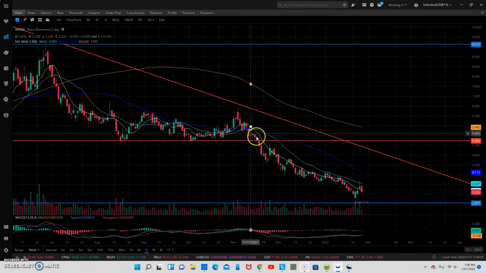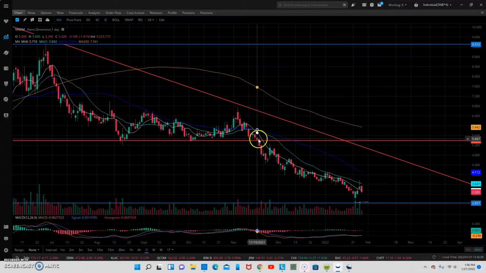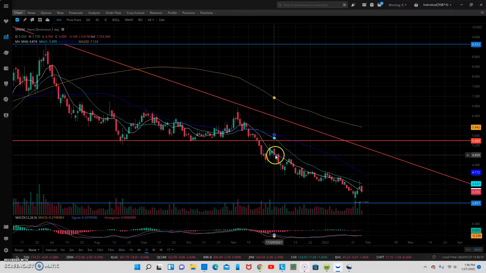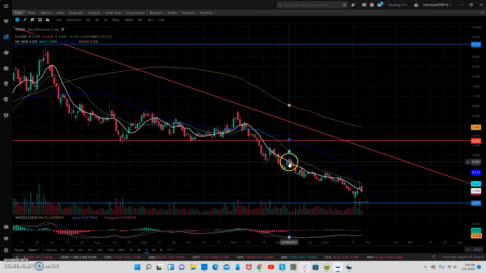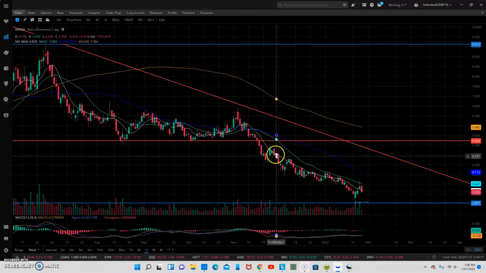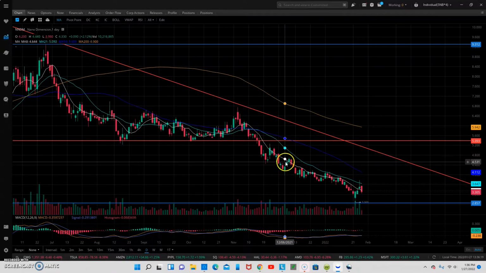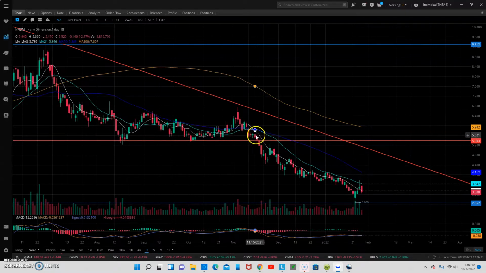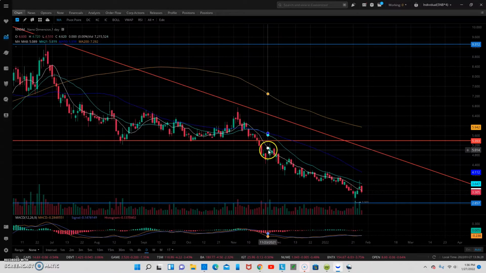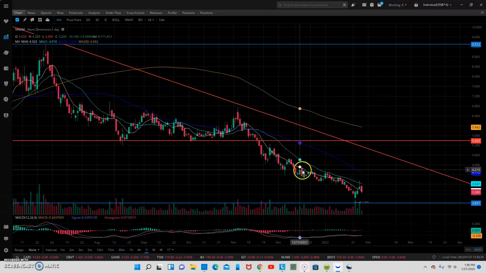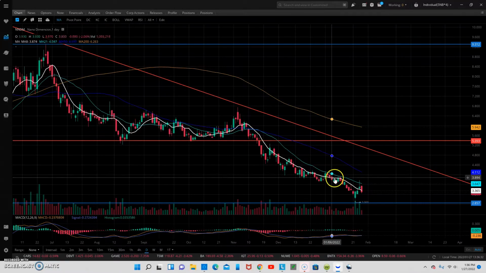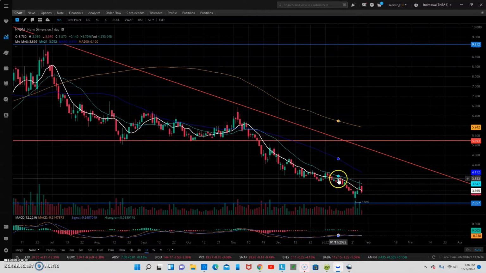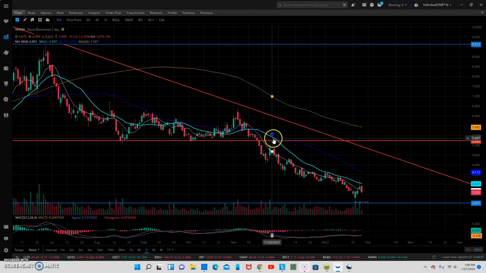If you look at these daily candles, every time we get up to that 8-period moving average, the white one on the bottom, we sell off. You can see when the wick touches it, we sell off either that day or the next day. That shows me that moving average is acting as resistance.